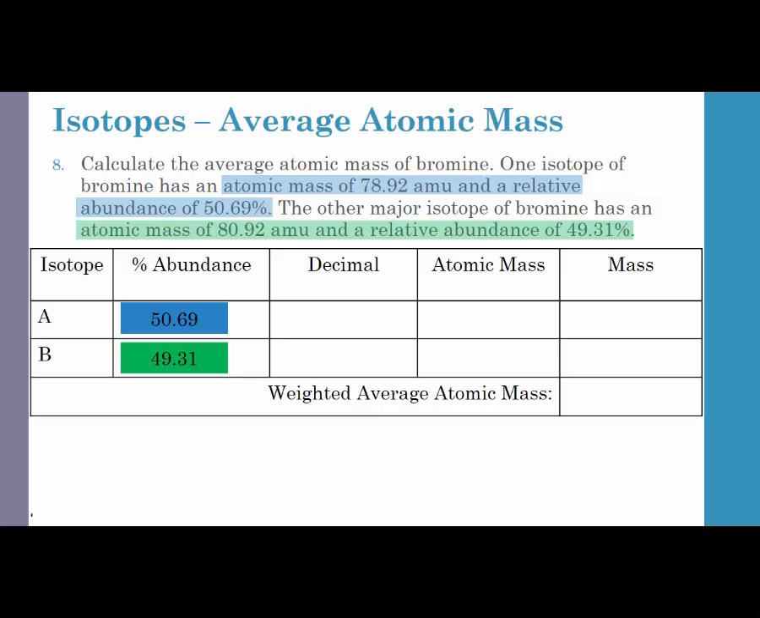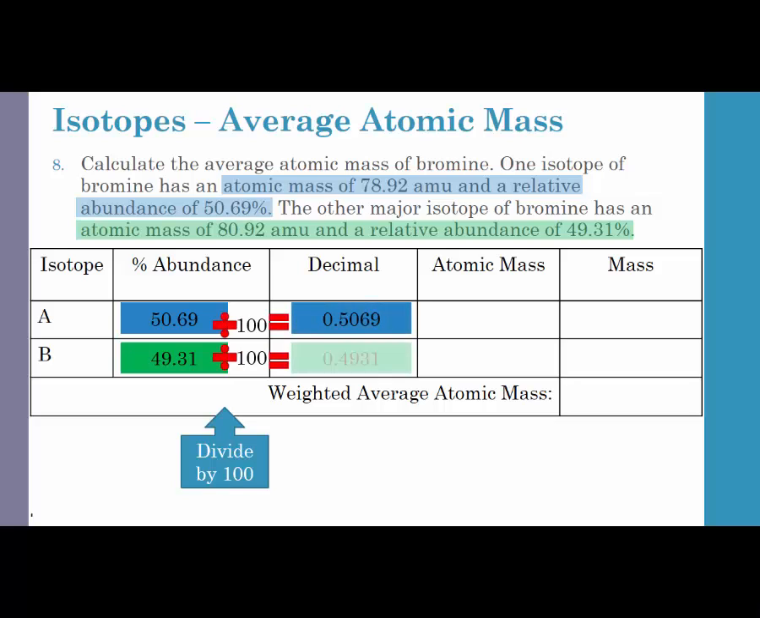So here is my percent abundance. My first step is going to be to divide that by 100 so that I can write it as a decimal. This is equivalent to moving the decimal point over 2 spaces. Just make sure that sometimes you have a percent abundance that only is in the ones place. Like if you had 5.69%, you would need to move that decimal place over 2 spaces so that you would have 0.05. But otherwise, you just need to divide by 100.